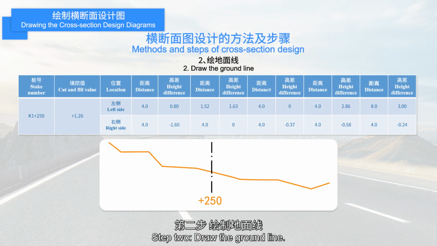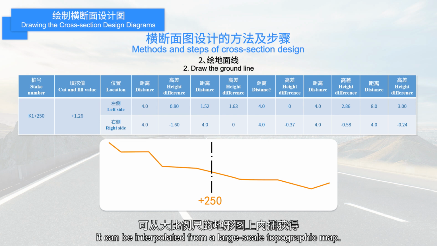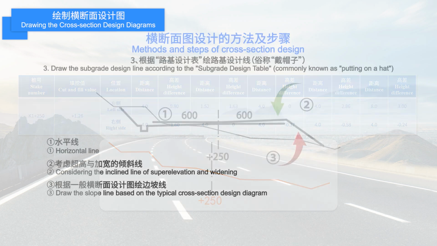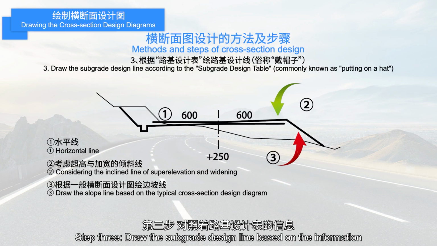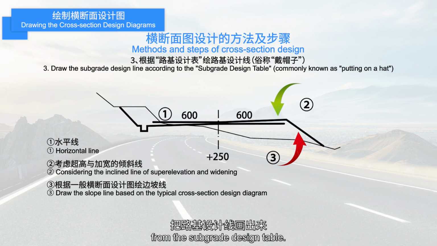Step 2. Draw the ground line. The ground line is surveyed on-site. If it is determined on paper, it can be interpolated from a large-scale topographic map. Step 3. Draw the subgrade design line based on the information from the subgrade design table. This step is also called putting on a hat, which involves plotting cross-sections.